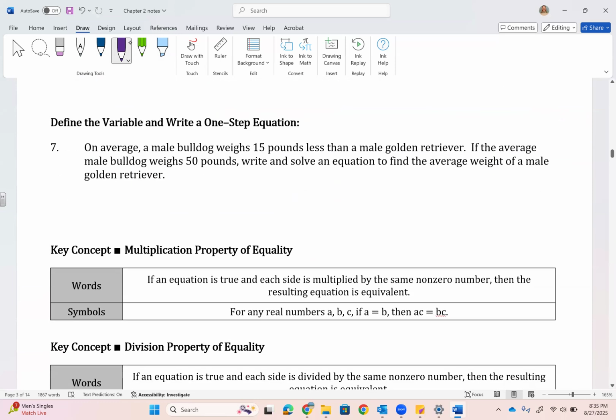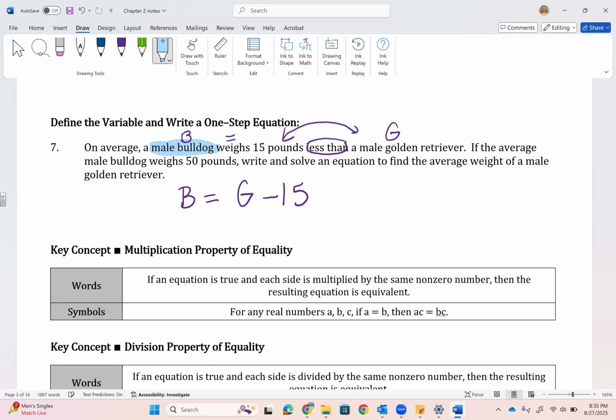All right, let's try a word problem. This one has a lot of words. I was reading this earlier today and I was like, wow, there's a lot of words in this one. Okay. A male bulldog. So we're going to write B for bulldog. A male bulldog weighs, basically equals, his weight equals 15 pounds less than a male golden retriever. So I'm going to call this G. Notice less than means you reverse these two things. So it's going to be golden retriever minus 15.